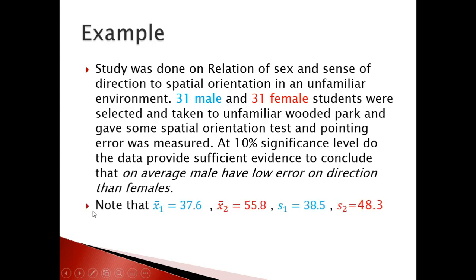Okay, in this example, they have given x1 bar, which is 37.6, x2 bar, which is 55.8, s1 is 38.5 and s2 is 48.3. This red color information is related to sample 2 and population 2. This blue color information is based on population 1 and sample 1.